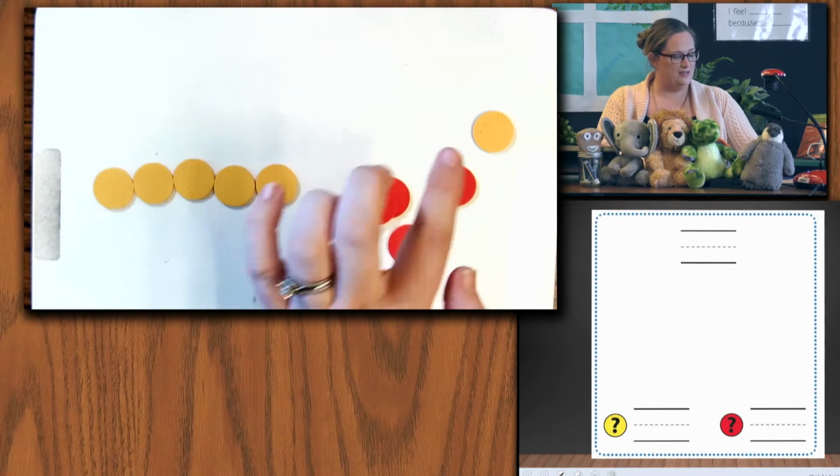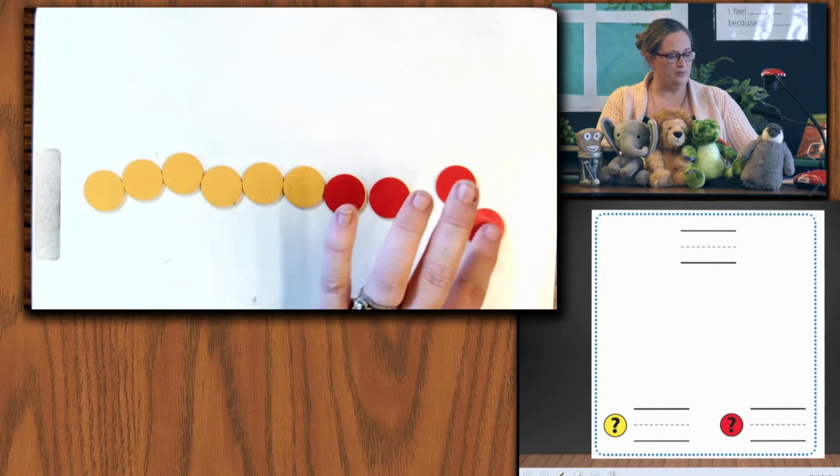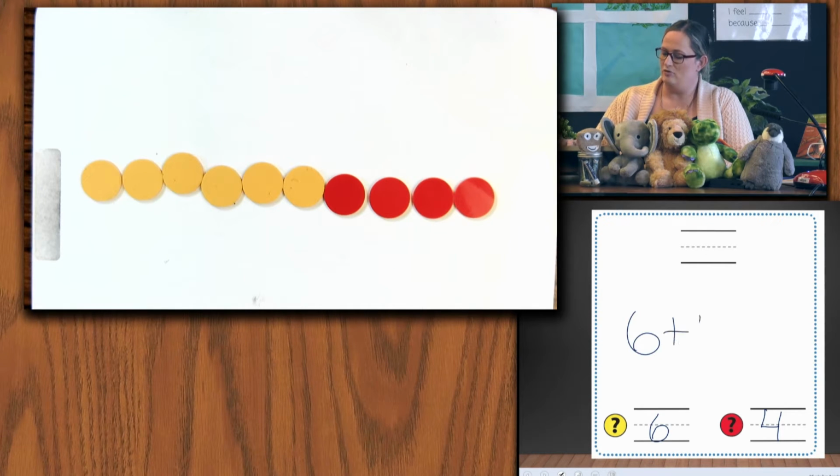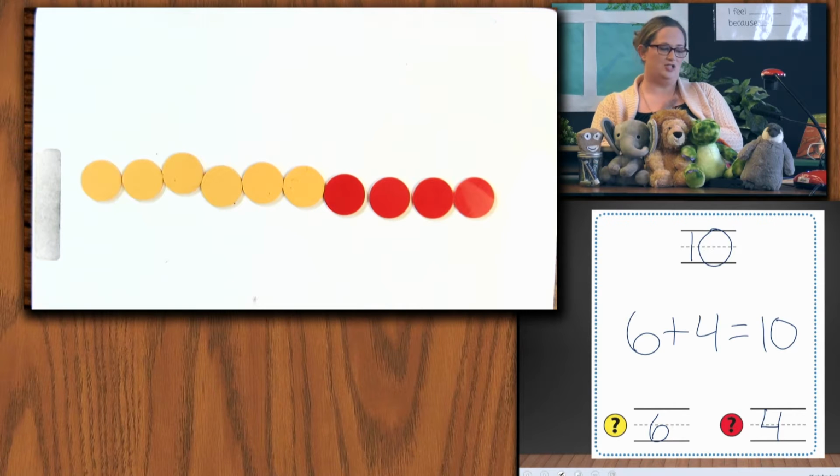Okay, let's see. Ooh, what are the partners we found to make 10? How many yellows? 6. How many reds? 4. Who thinks they can say the sentence? You want to do it, Pebble? 6 and 4 make 10. Did he have it? 6 and 4 are friends of 10. Woo! Nice job, Pebble. Nice job.